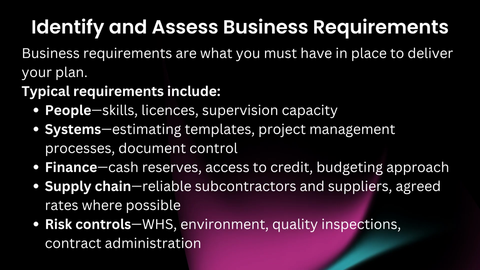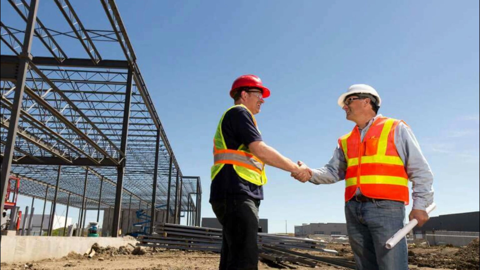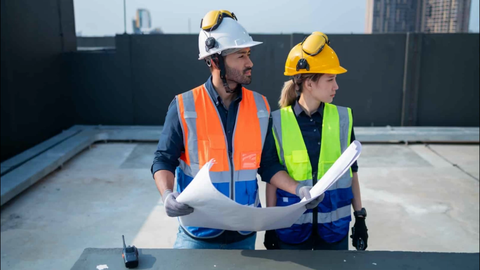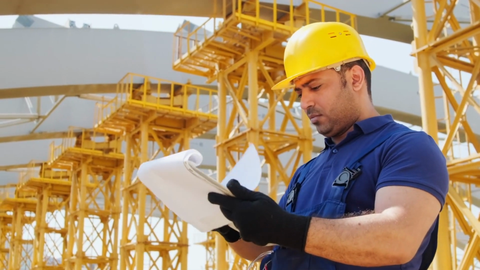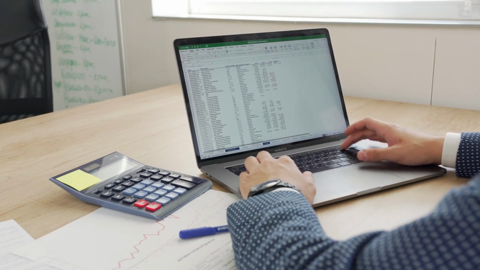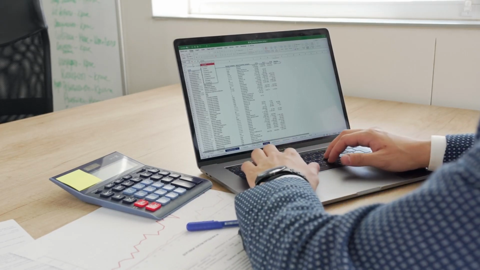Identify and assess business requirements. Business requirements are what you must have in place to deliver your plan. Typical requirements include people, skills, licenses, supervision capacity, systems, estimating templates, project management processes, document control, finance, cash reserves, access to credit, budgeting approach, supply chain, reliable subcontractors and suppliers, agreed rates where possible, risk controls, WHS, environment, quality inspections, contract administration. Technology, software for estimating, scheduling, accounting, job costing.